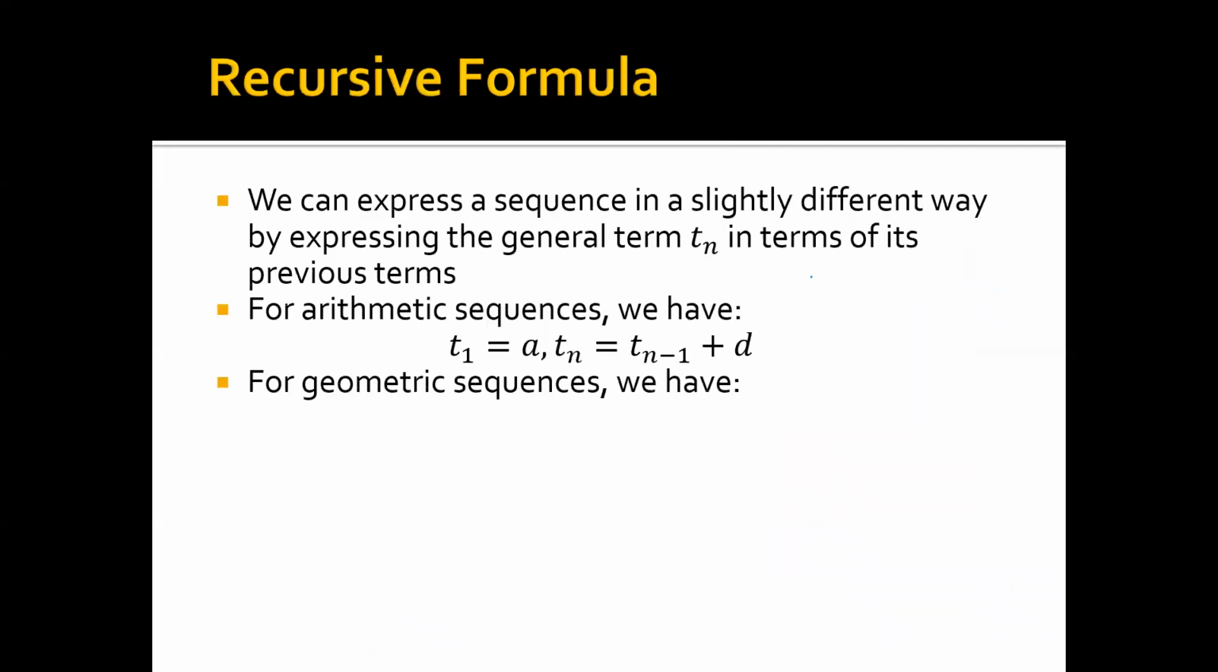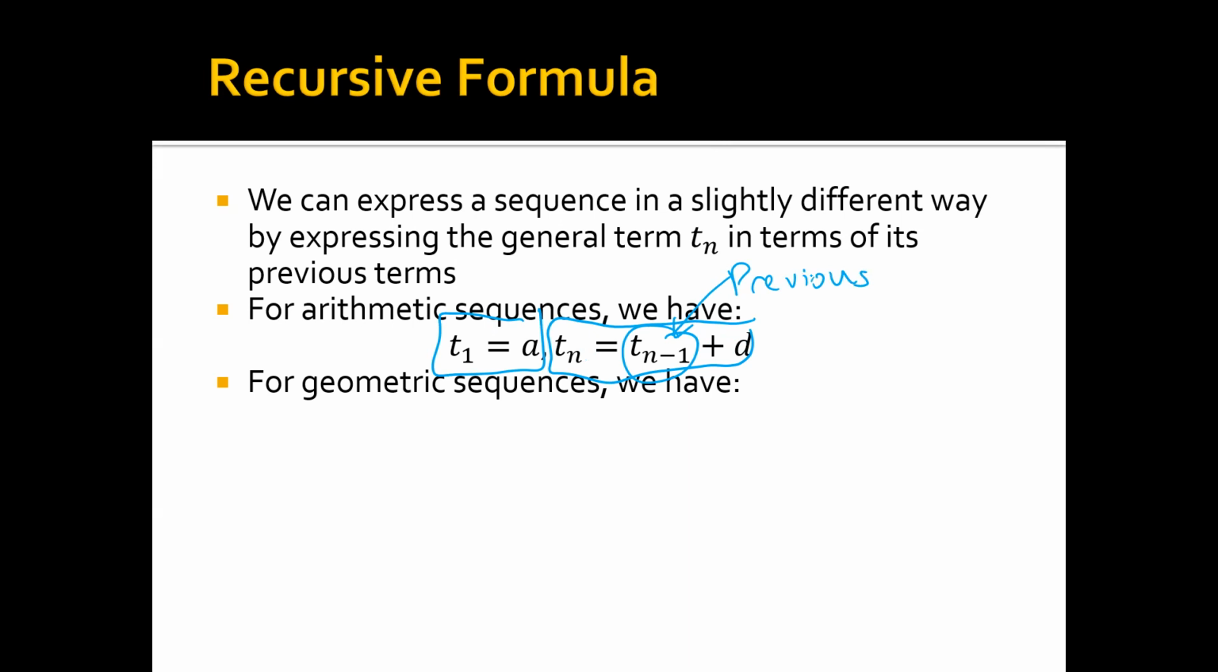Recursive formula. I'm going to go over this really briefly. I'm not going to spend too much time on this. Basically, there is a different way that we can express a general term. We can express it in terms of the previous terms. So when we have an arithmetic sequence, we can rewrite it a little bit differently. We simply state that the first term, T1, is A, and then whatever the general term is, we simply add the common difference to the previous term. Again, Tn minus 1 just refers to the previous term.